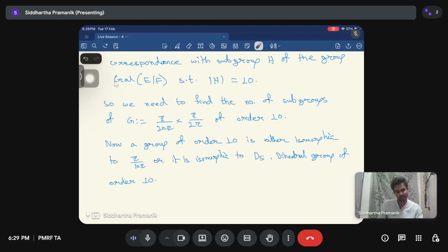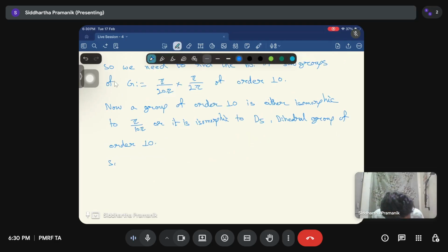But in our case, this subgroup H of order 10 is a subgroup of G, and G is abelian. So every subgroup of G is also abelian. So it has to be Z mod 10Z. It has to be a cyclic group. So if H is a subgroup of G of order 10, then H must be isomorphic to Z mod 10Z, right? Because H has to be abelian.